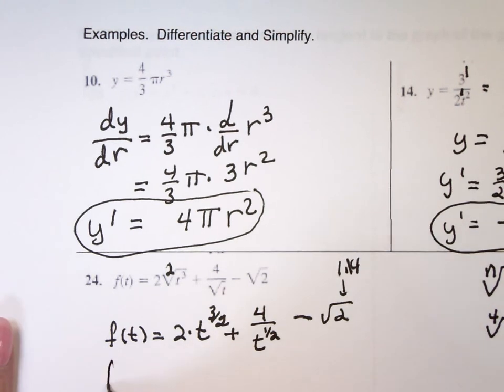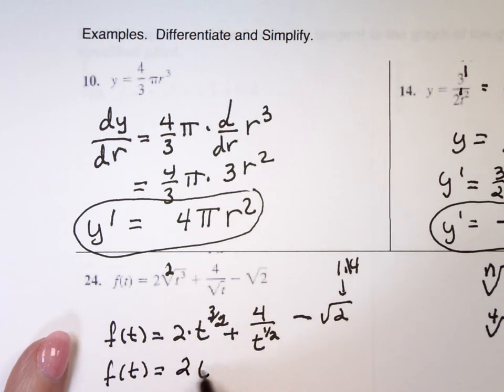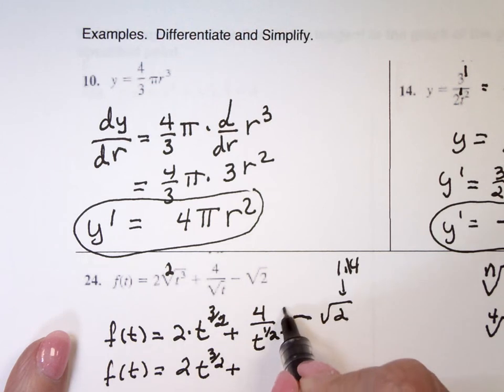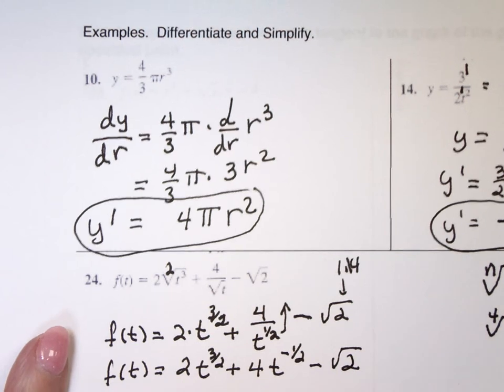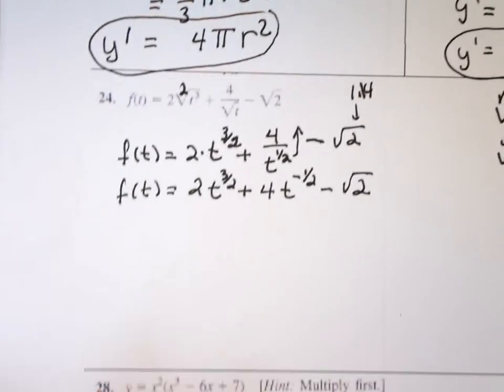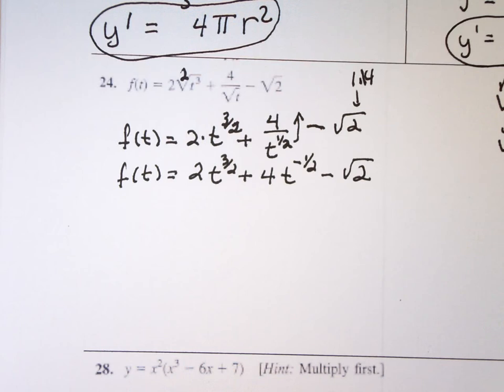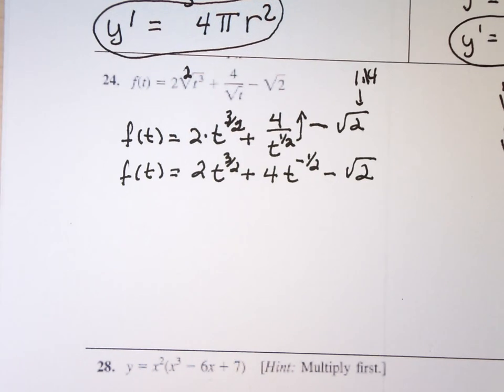I'm still not there, so f of t equals 2t to the 3/2 plus, I need to bring the t to the 1/2 up. This is 4t to what power? Negative 1/2 minus the square root of 2. So in order to work with radicals, very often that's what you're going to end up having to do.